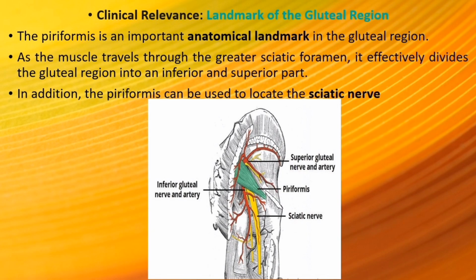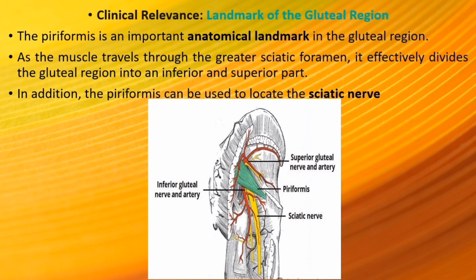Clinical relevance. Landmark of the gluteal region. The piriformis is an important anatomical landmark in the gluteal region. As the muscle travels through the greater sciatic foramen, it effectively divides the gluteal region into an inferior and superior part. This division determines the name of the vessels and nerves that supply the area. The superior gluteal nerve and vessels emerge into the gluteal region superiorly to the piriformis and vice versa for the inferior gluteal nerve.